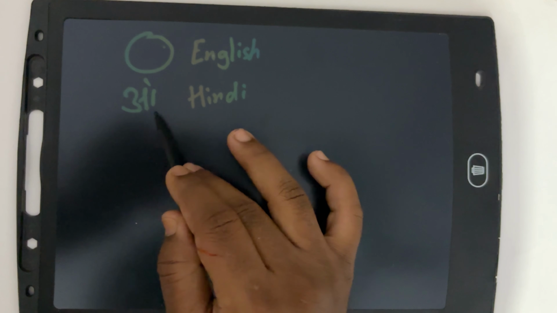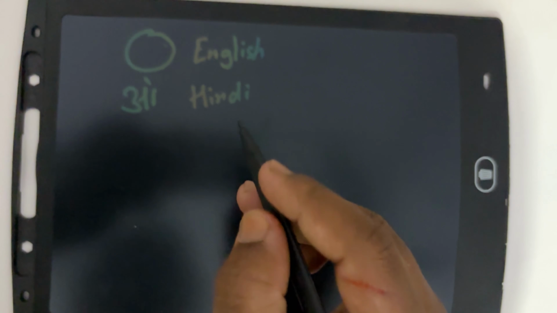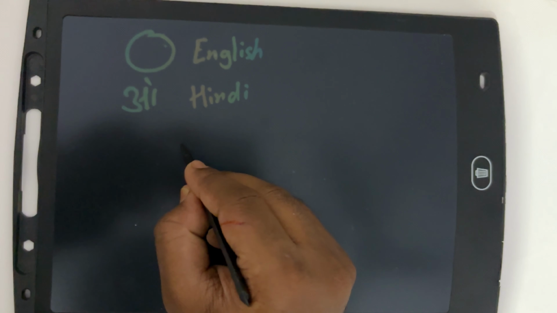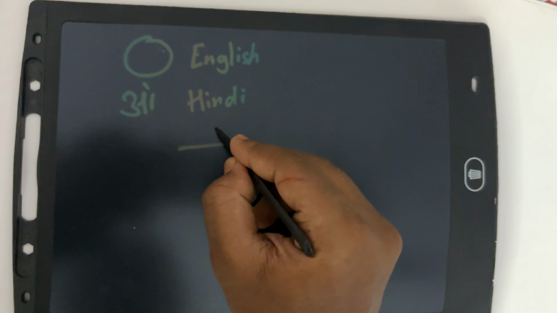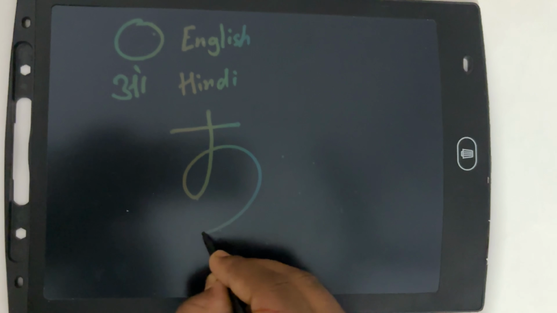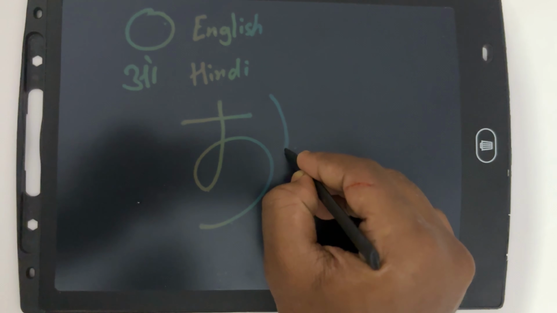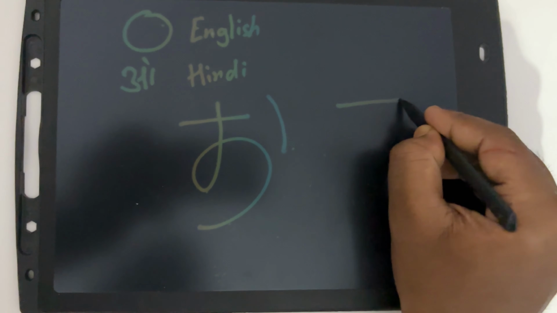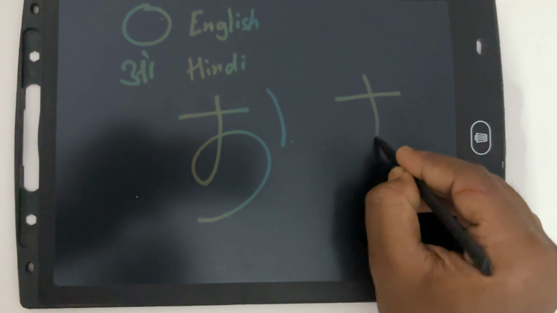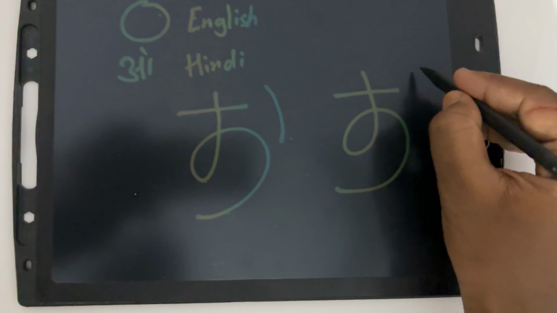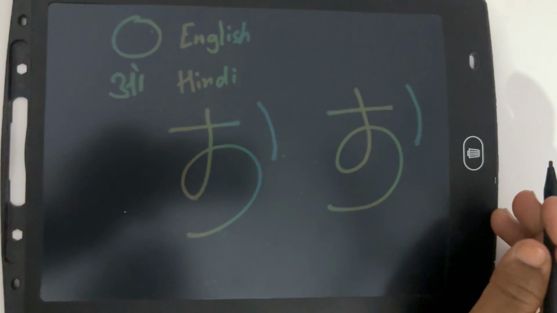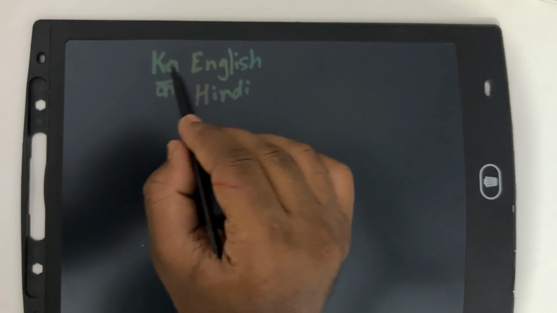In Hindi, O. In Japanese, once more. Next word is Ka.